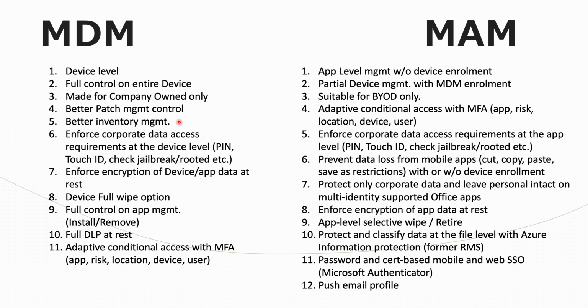You can enforce the corporate data access requirement or conditional access at the device level, whether it's a PIN, Touch ID, password, jailbroken, rooted, or whatever. You can enforce the encryption of the device and app at rest. So what does encryption mean? iOS is inherently encrypted, but if you want to make sure that your data and application content is encrypted, you can enforce device encryption, because we are managing at the device level. We have the options since it's a fully managed device.